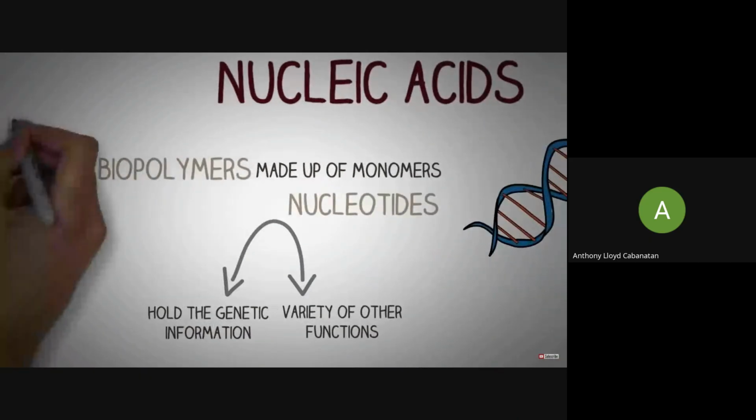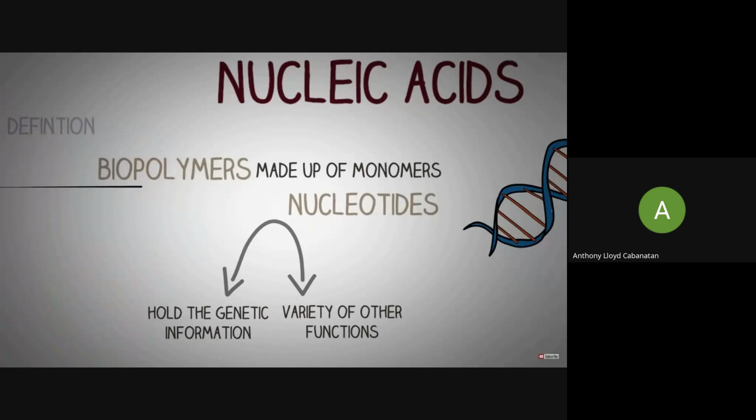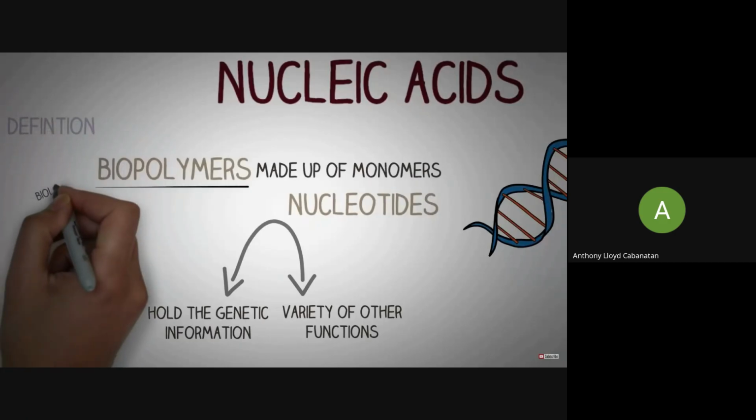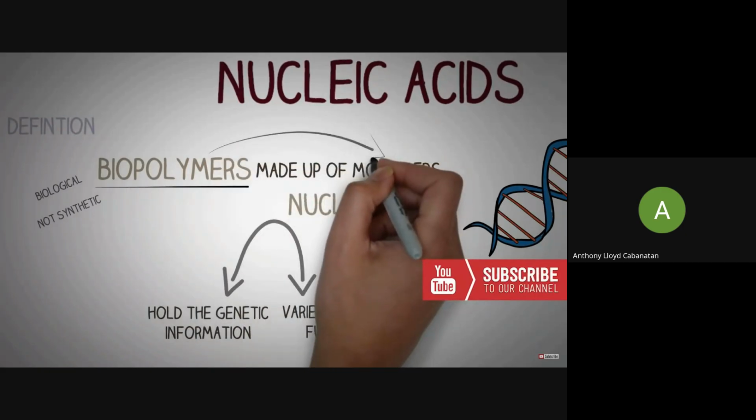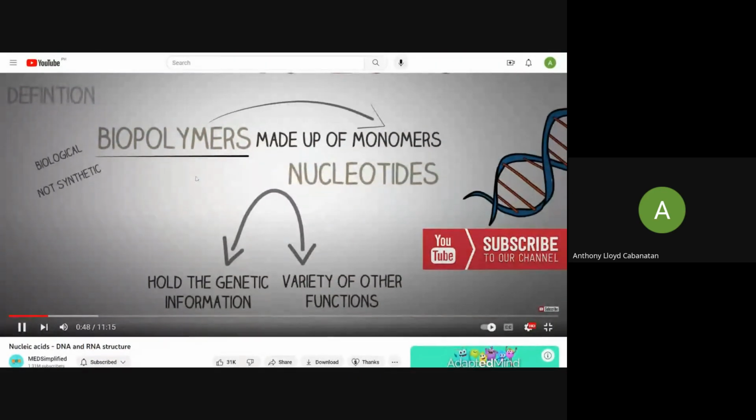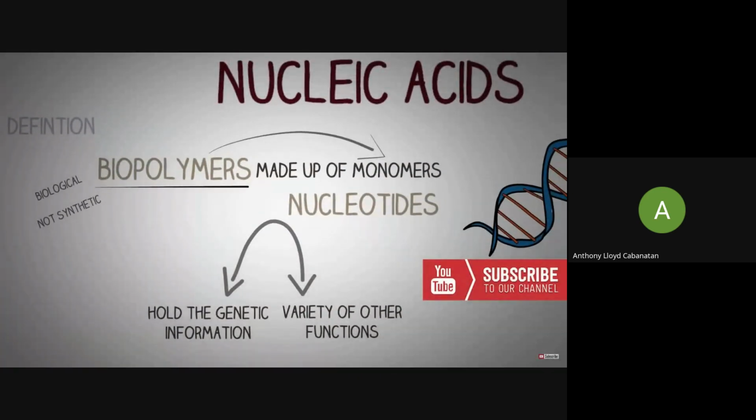Let's first try to understand the definition of nucleic acids. So nucleic acids are biopolymers. Bio means that they are synthesized inside biological systems and they are not synthetically synthesized. They are polymers, which means they are made up of repeated units called as monomers, which in this case are nucleotides.